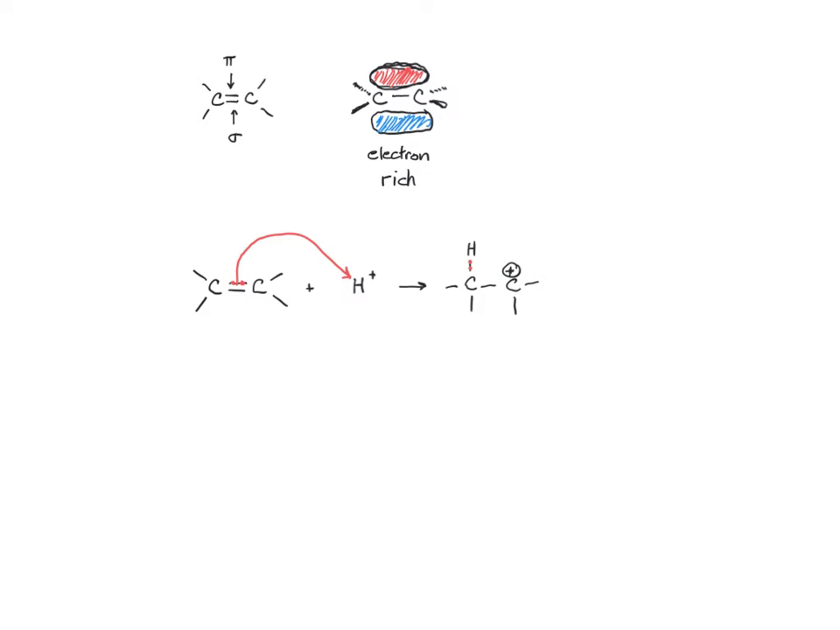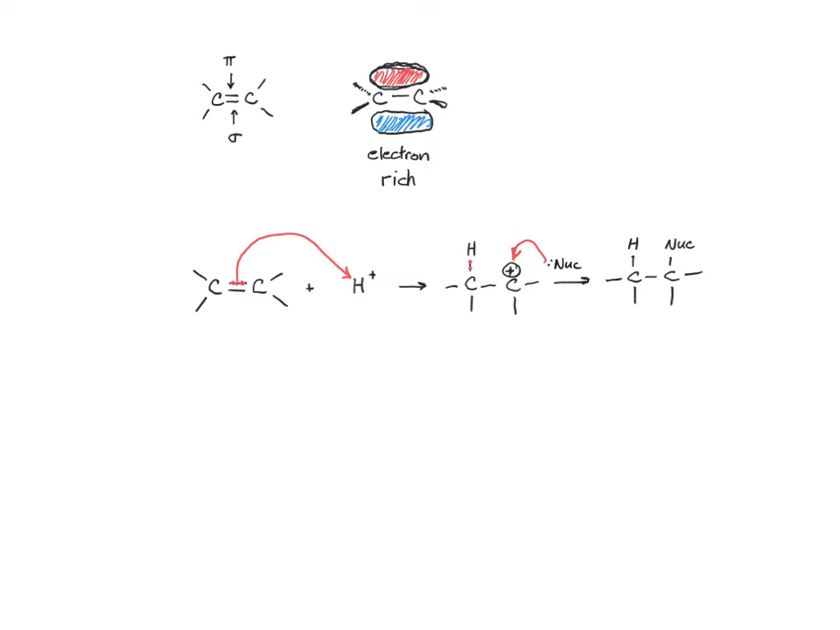Now, of course, at this point, anything that has a negative charge or a pair of electrons, which we'll call a nucleophile right now, will come in and then attack the positive charge that has just been formed. Okay, so the overall effect is the formation of these two sigma bonds and the breaking of the pi bond.